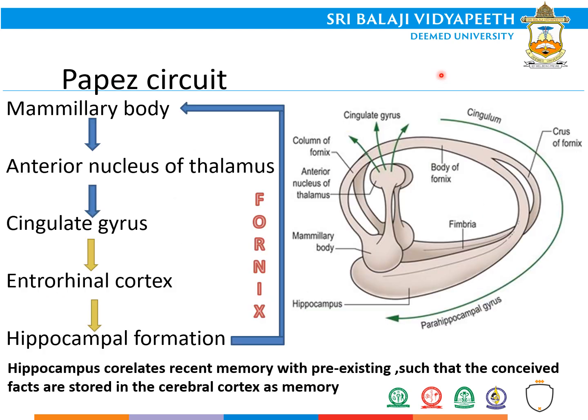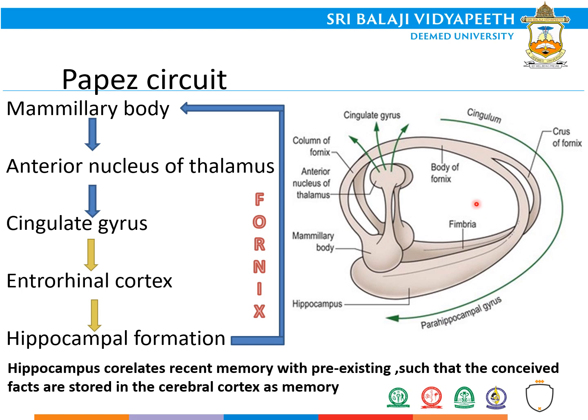Next, coming to the Papez circuit. This is another connection. Now, the hippocampus correlates recent memory with pre-existing memory, such that the conceived facts are stored in the cerebral cortex as memory. So whenever the hippocampus is damaged, for example in an accident, the immediate events which led to the accident are often lost in memory. However, the old time memory is retained, and especially memory linked to the emotional aspects is lost.